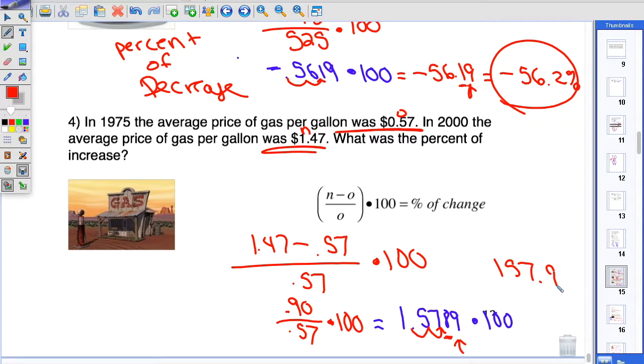So it's 157.9%. And that is the percent of increase. This means that the price of gas went up 157.9% from 1975 to 2000.